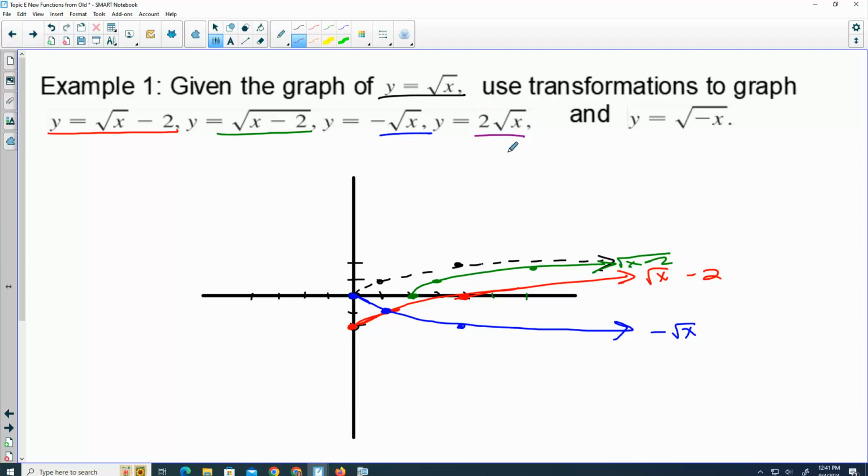What does 2 square root of x do? You stretch it. Basically, that's saying you take the square root and then multiply it by 2. So the square root of 0 is 0, times 2 is still 0. Square root of 1 is 1, times 2 is 2. Square root of 4 is 2, times 2 is 4.